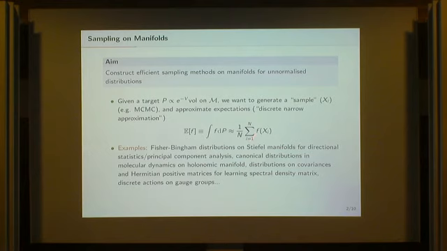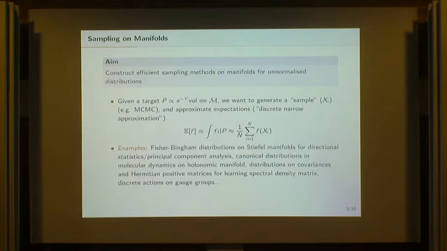So if your sequence of discrete measures converges to P narrowly, that means this is going to converge to this for all bounded and continuous functions. So that's what it means to approximate expectations.